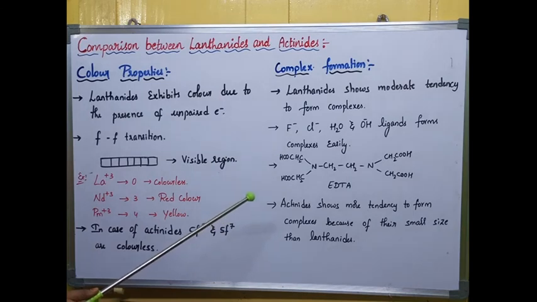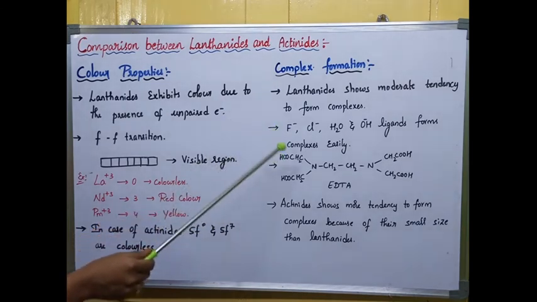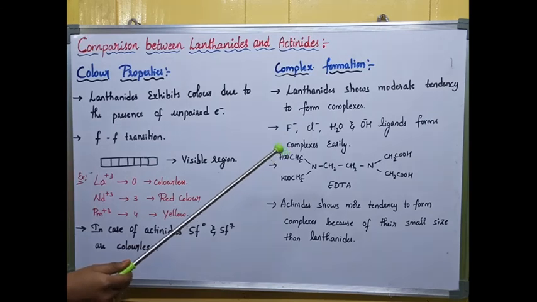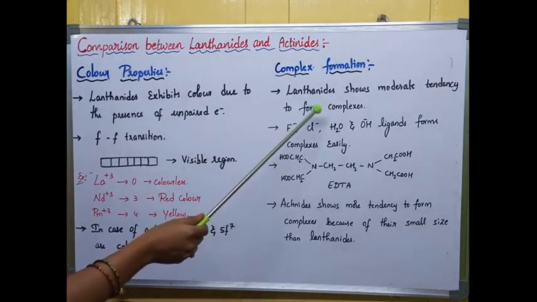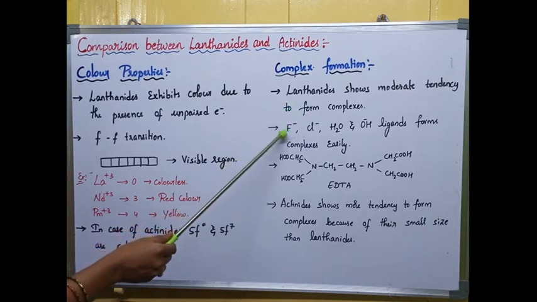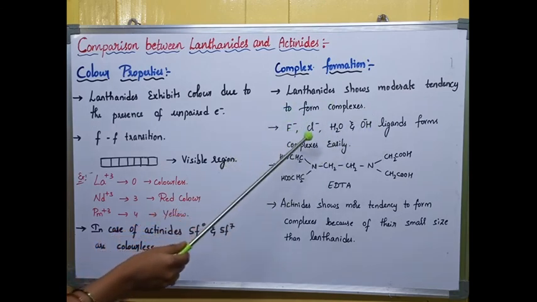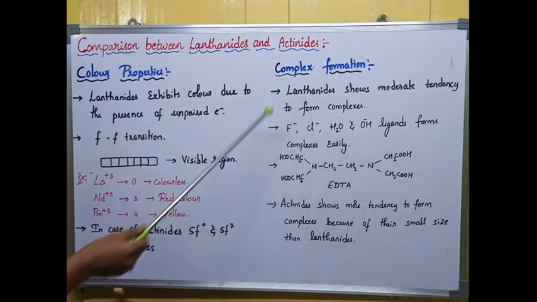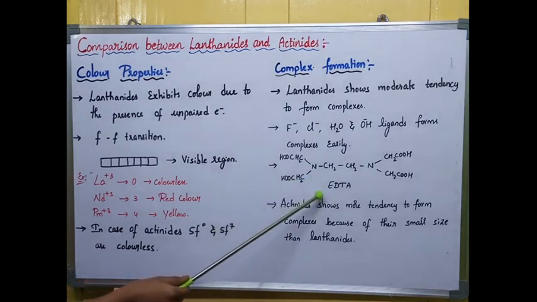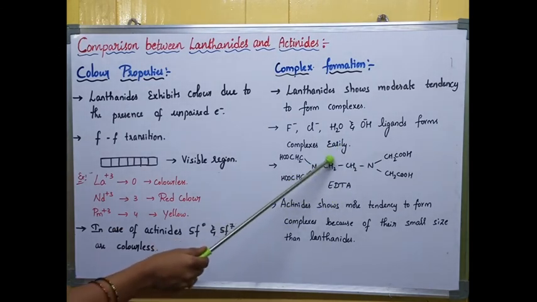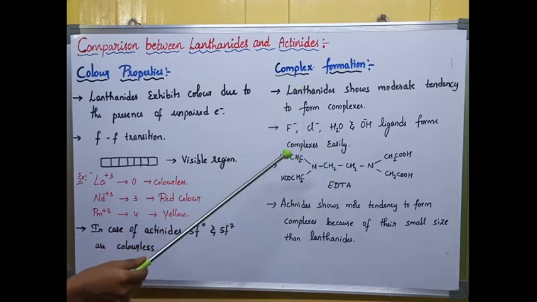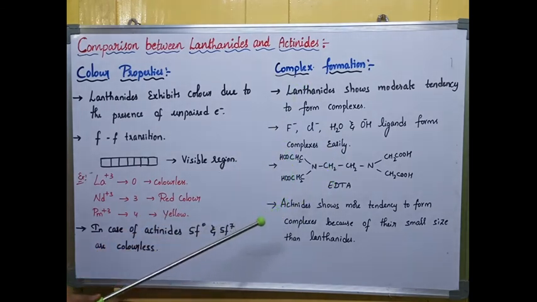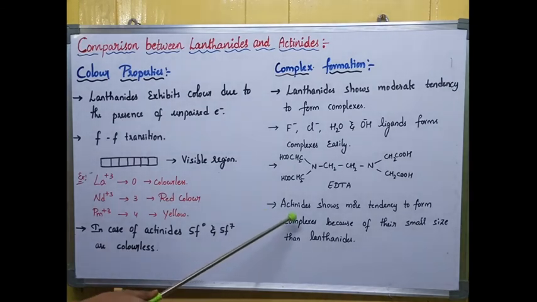Why? Because the 4f electrons in lanthanides are shielded by the 5d and 6s electrons. Because of that, they show less tendency to form complexes, but they show more tendency with small sized ligands. So F minus, Cl minus, H2O, OH minus will form complexes easily, and EDTA. Chelating ligands like EDTA will form a ring-like structure around the lanthanides to exhibit stability. In the case of actinides, they show more tendency when compared to lanthanides because of their very small size when compared to lanthanides.